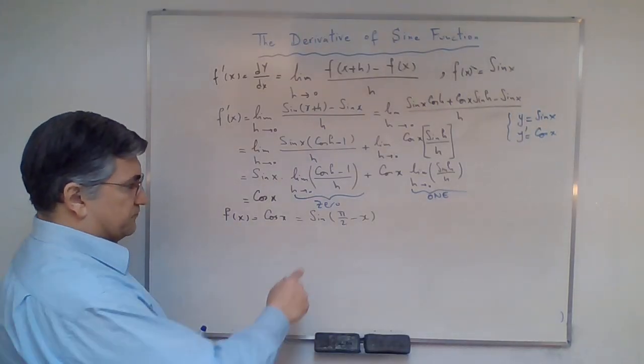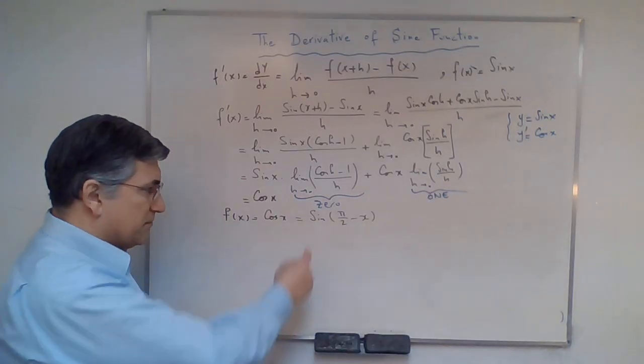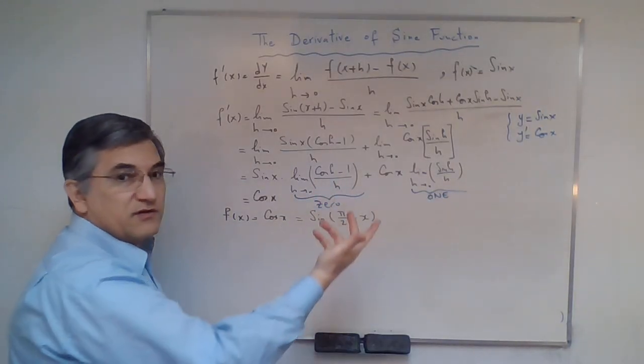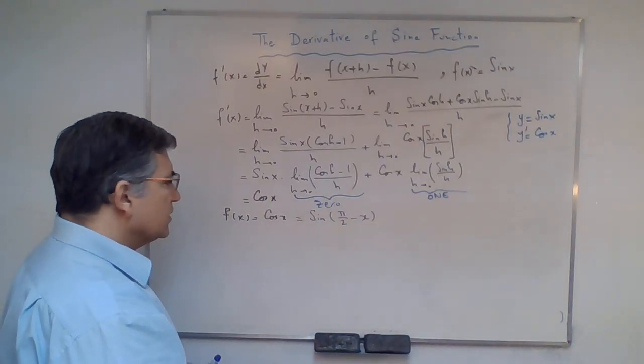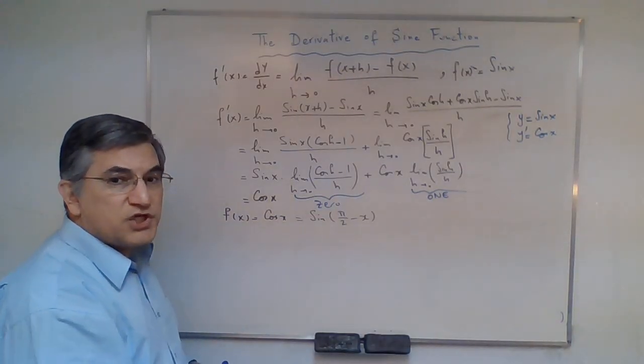But the thing is that the derivative of sine of x, we know it's cos x. We just proved it 2 minutes ago. But this is not sine of exactly x. It's sine of some variable, sine of pi over 2 minus x, right? So I can use chain rule here.